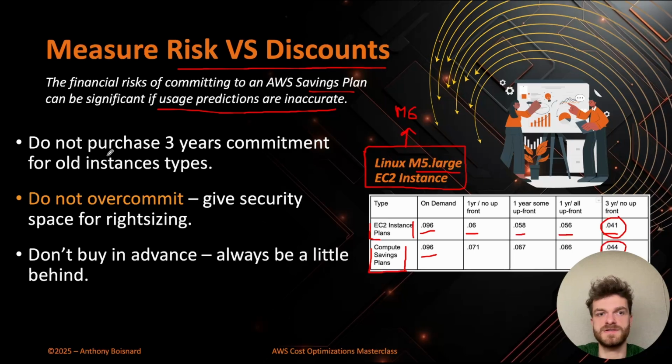First rule here is to not purchase 3 years commitments for all instance types. Also, you should not overcommit. So you don't want to have 100% coverage, meaning you have to give some safety space for right sizing. And also, never buy in advance. Always be a little behind, so do not buy commitments before starting your instances.